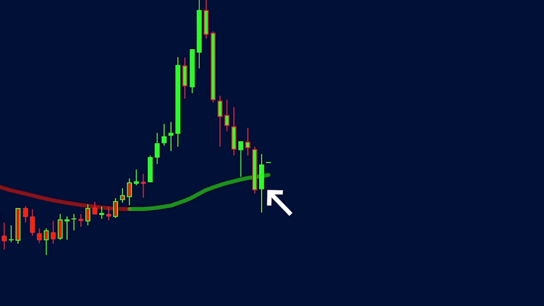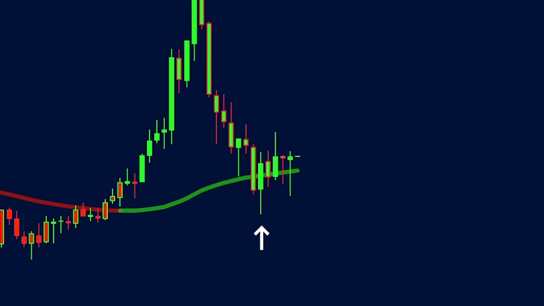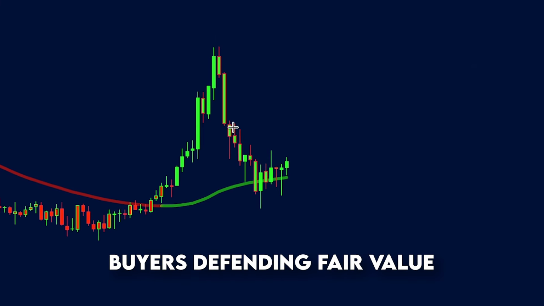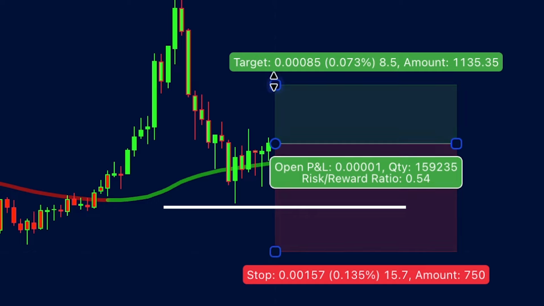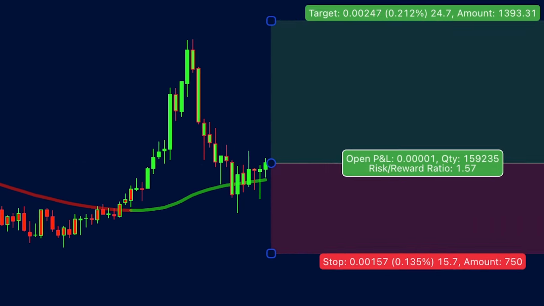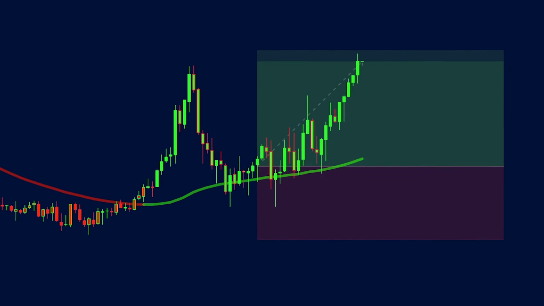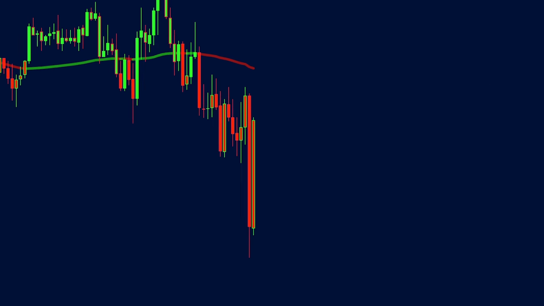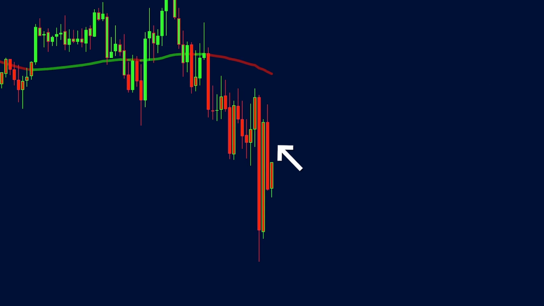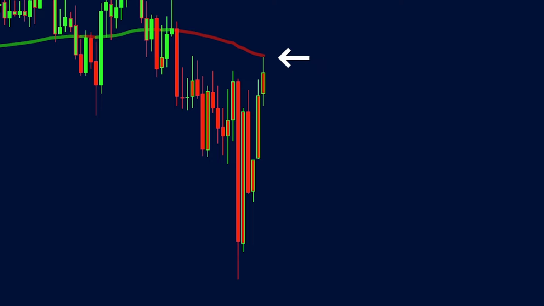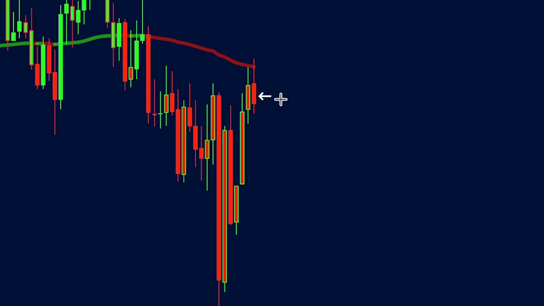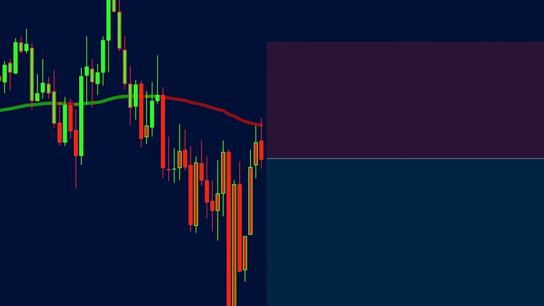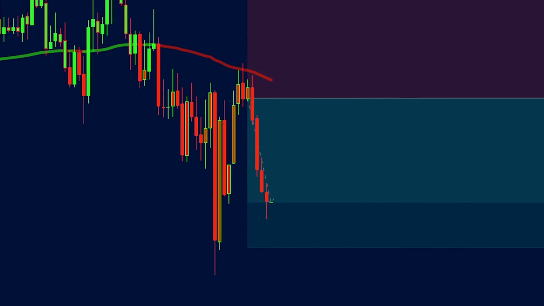For long entries, wait for price to pull back to the Kalman VWAP line during an uptrend. You're looking for price to touch or briefly cross below the line, then reject back above with a bullish candle. This rejection shows buyers defending fair value. Then enter long at the next candle open with your stop loss just below the Kalman VWAP and target 1.5 times your risk. For short entries, wait for price to rally up to the Kalman VWAP during a downtrend. When price touches or crosses above the line, then rejects back below with a bearish candle, that's your entry. Enter short at the next candle open, place your stop above the line, and target 1.5 times your risk.